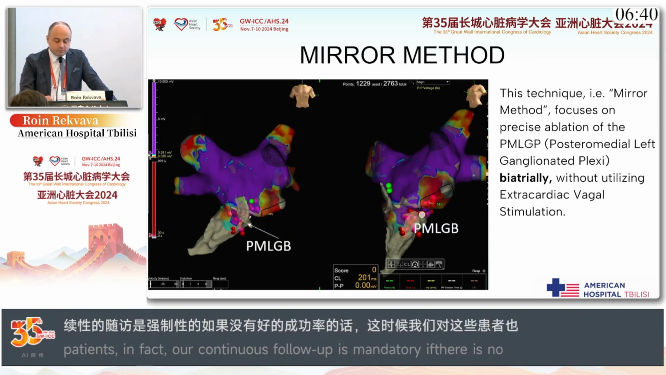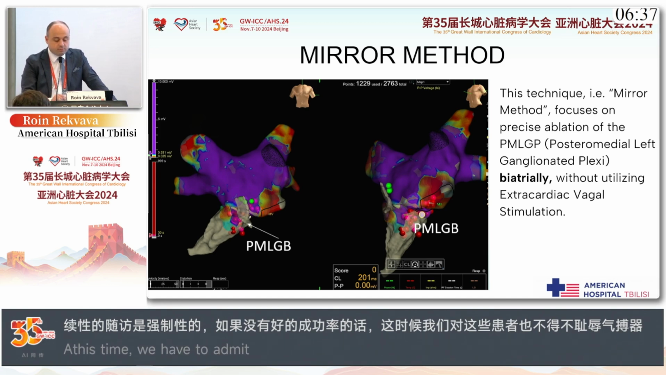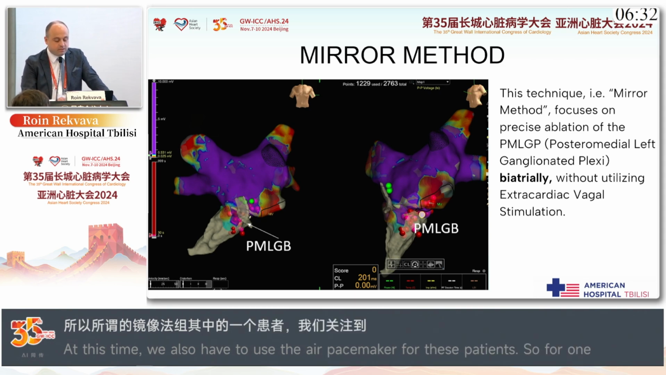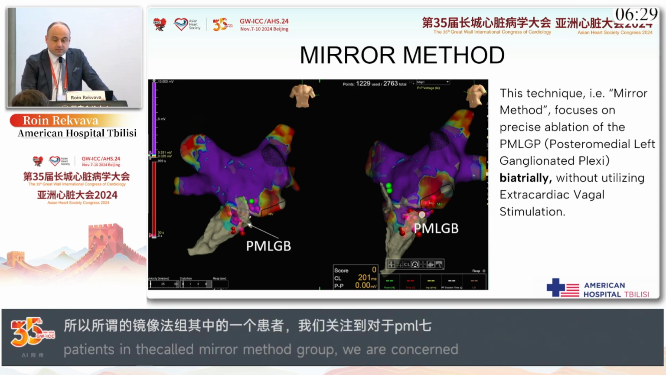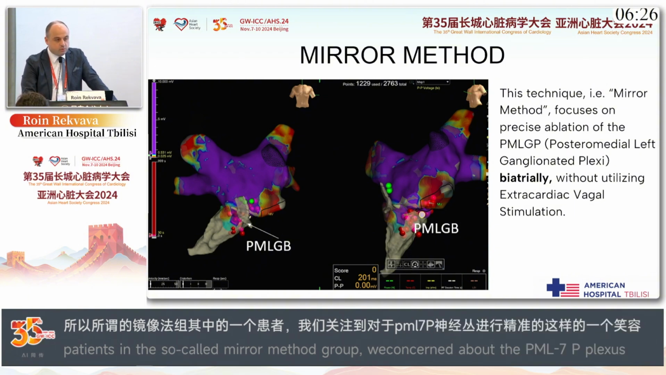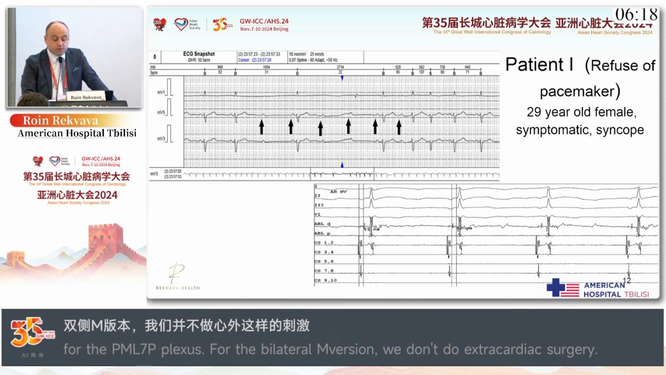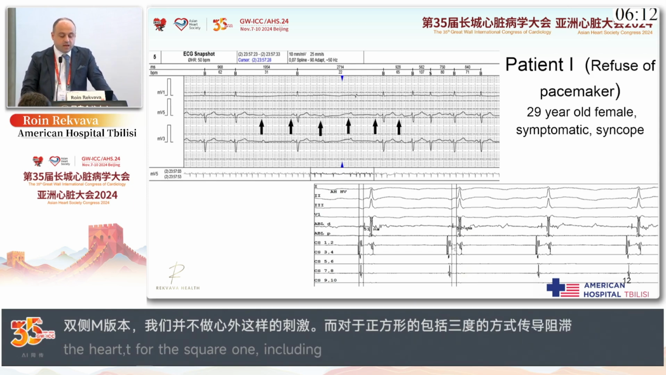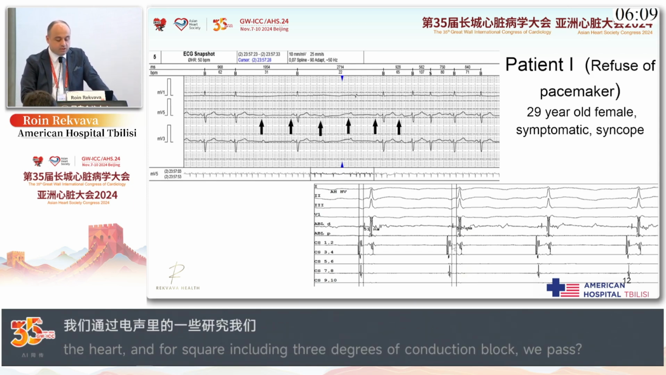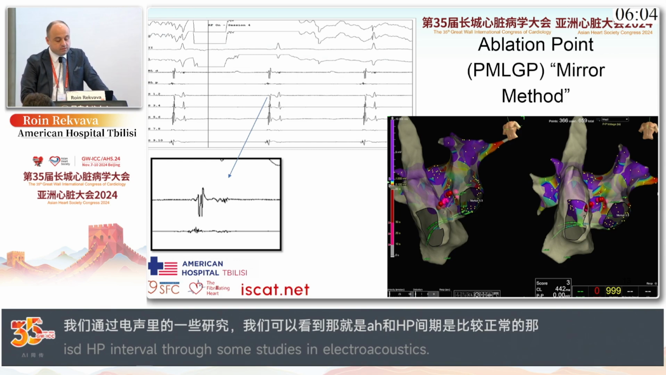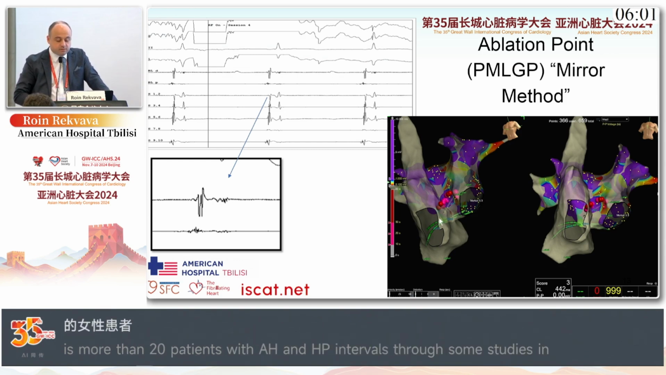This is one of our patients treated with the so-called mirror method, focused on precise ablation of the posterior middle left ganglionated plexi, bilateral, without utilizing extracardiac vagal stimulation. The patient had paroxysmal third degree AV block, and you see the EP study where the AH and HV intervals are quite normal. She was a 26-year-old lady who refused a pacemaker, and we performed this ablation.